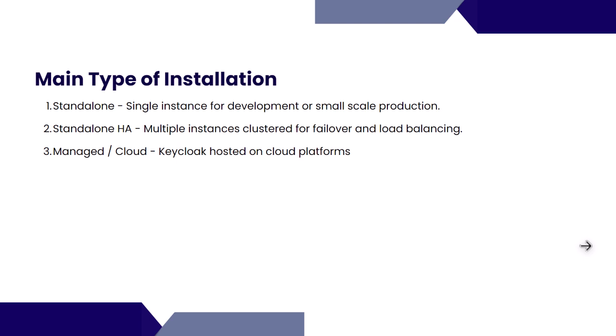First, the standalone installation, which is perfect for development or small scale production, where a single instance runs on a server. That's it. Very simple, minimal setup. Second, the standalone HA, a high availability setup, which clusters multiple instances. It is ideal for environments where you need critical uptime and load balancing, mainly in production.